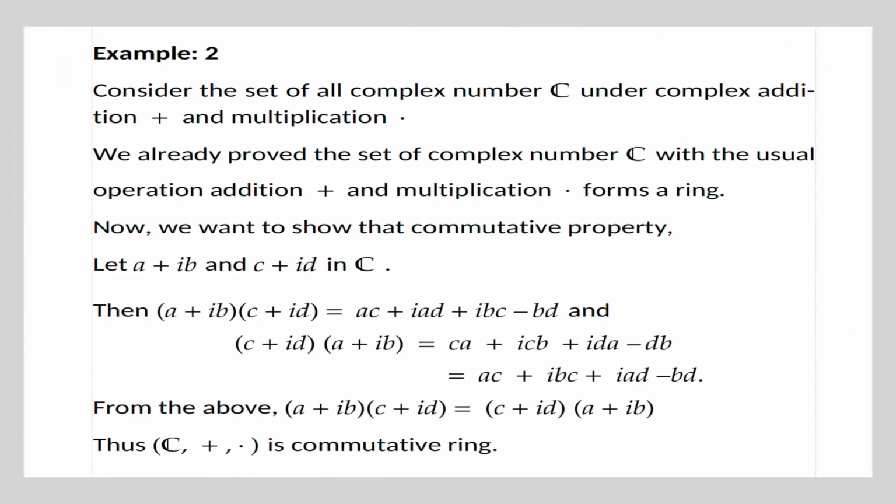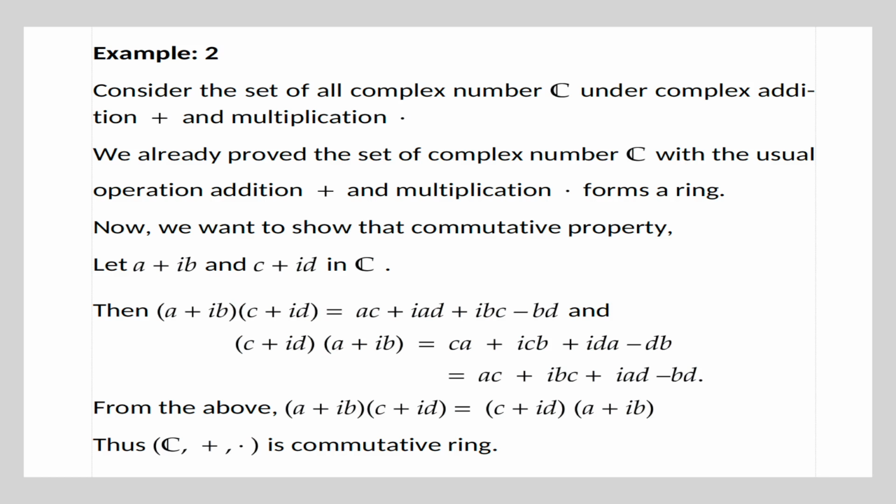The second example: consider the set of all complex numbers C under complex addition and multiplication. We already proved that the set of complex numbers C with the usual addition and multiplication forms a ring. Now we want to show the commutative property. Let a + ib and c + id be in C.